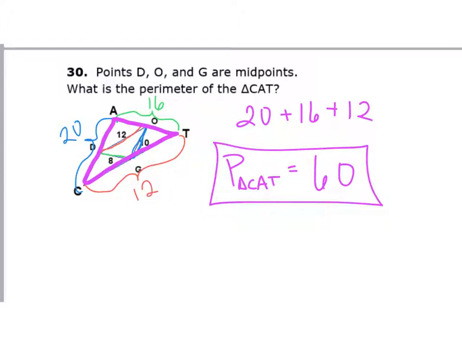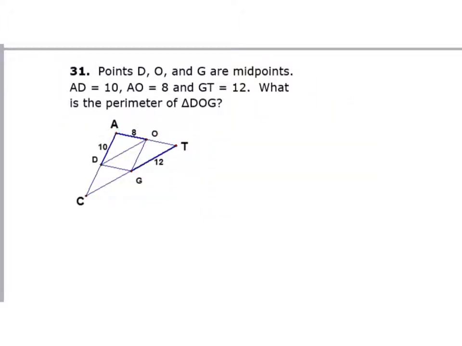All right, the last one, number 31. Points D, O, and G are midpoints. A to D is 10, A to O is 8, and G to T is 12. What is the perimeter of triangle DOG? So the perimeter I'm trying to find, DOG, I'm trying to find that small purple triangle, okay?